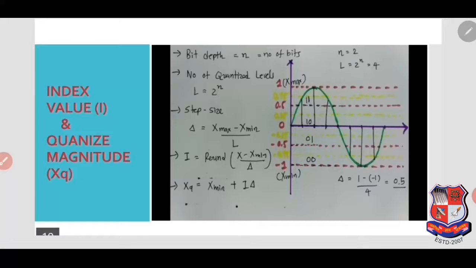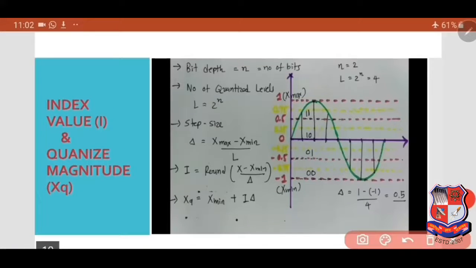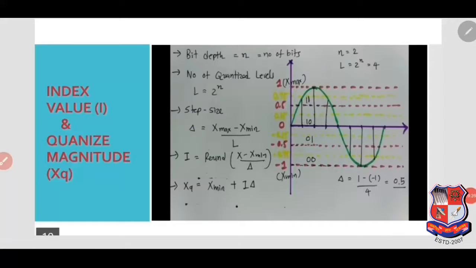You can see over here, first we learned about the quantized level, then the step size, and with these two equations, I stands for the index value and xq stands for the quantized magnitude. With the help of those equations we are forming one table. How to form that table with the calculation, we will understand step by step by taking one example.